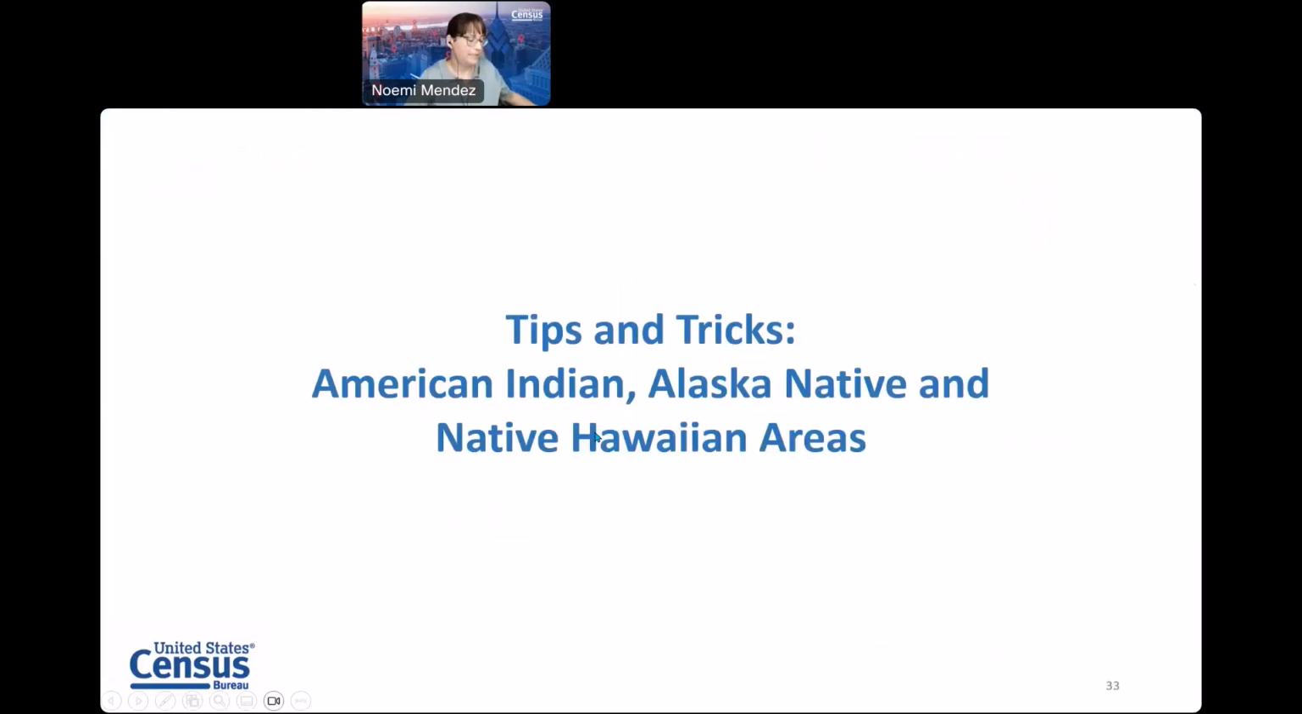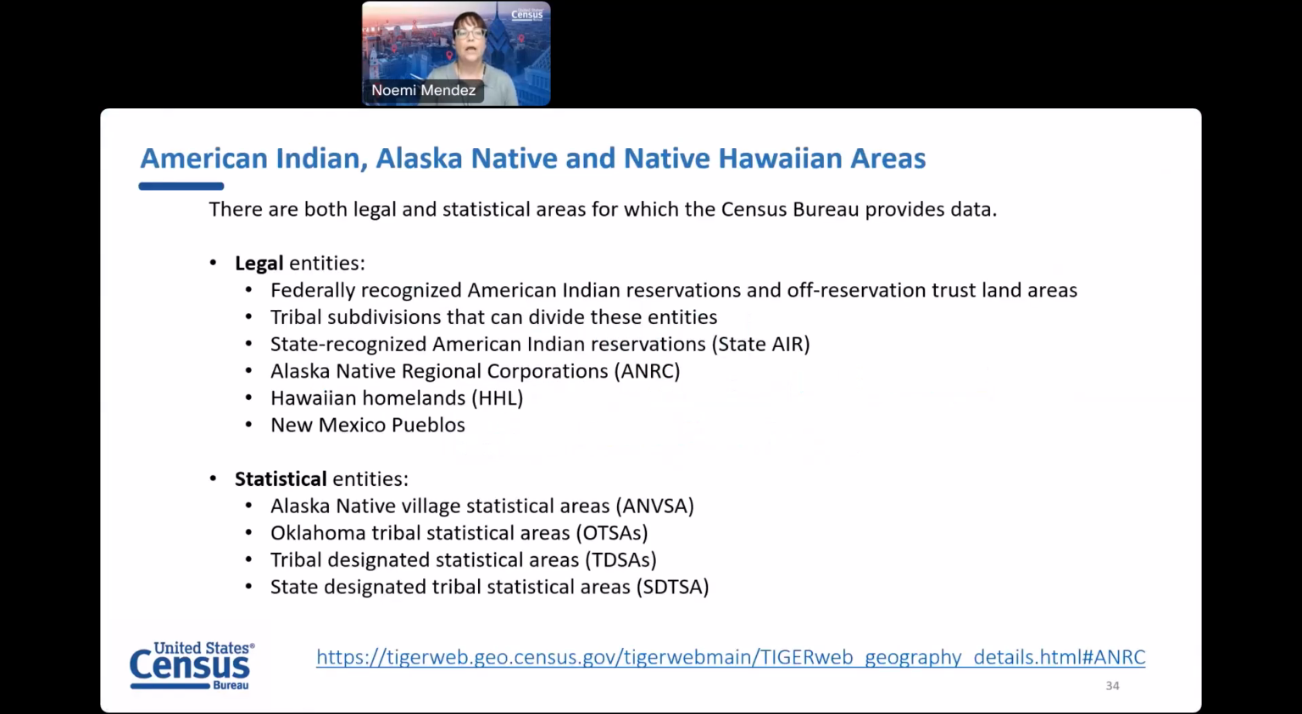Okay, tips and tricks for the American Indian, Alaska Native, and Native Hawaiian areas. So there are both legal and statistical areas for which the Census Bureau provides data. So the legal entities include federally recognized American Indian reservations and off-reservation trust areas. There's also tribal subdivisions that can divide those entities. State recognized American Indian reservations, Alaska Native regional corporations, Hawaiian homelands, and New Mexico pueblos.